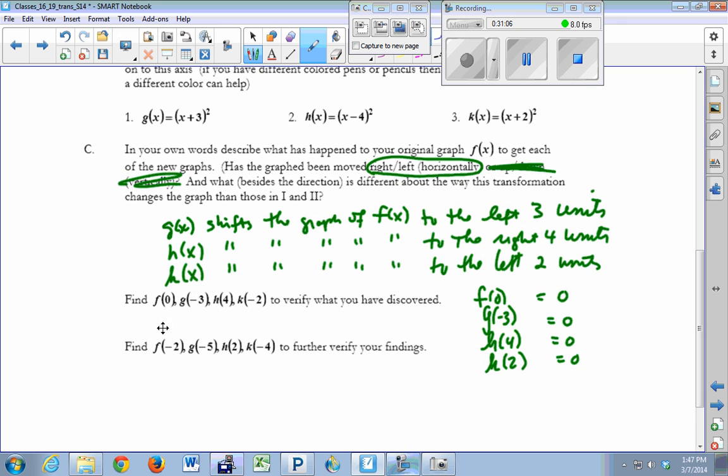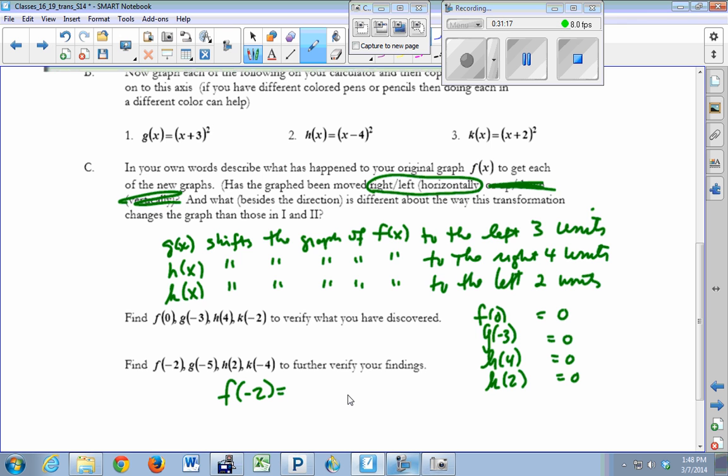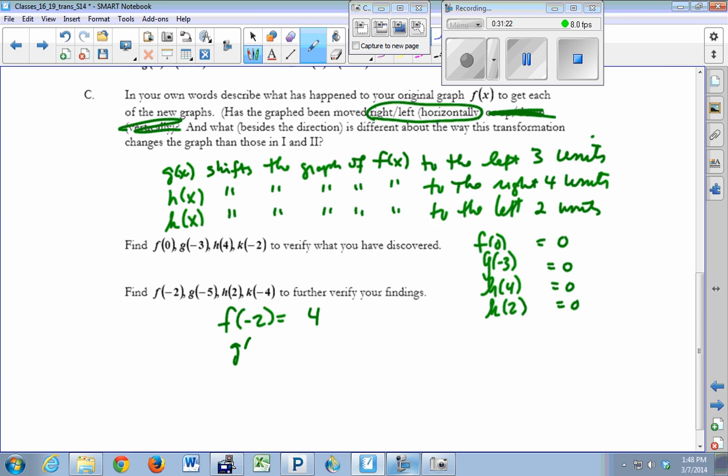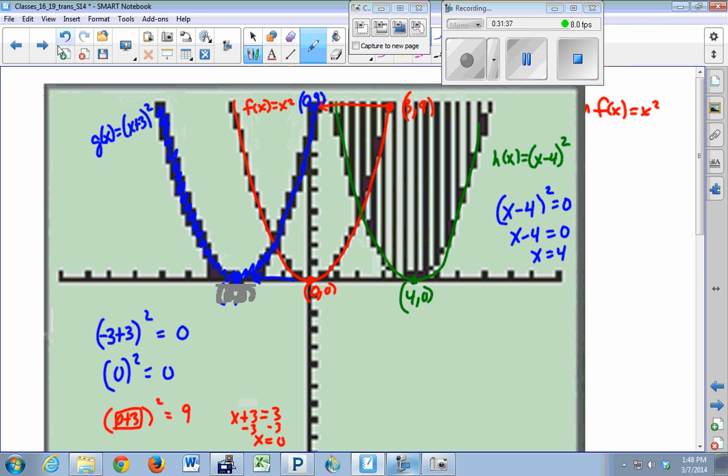You can verify these last 4 here. Hopefully you'll find a similar result. Whatever f of -2 is, f of -2 is 4. So hopefully when you've done g of -5, h of 2, and k of -4, you've also gotten the same output value. Okay, so that's working with the parent function x squared.